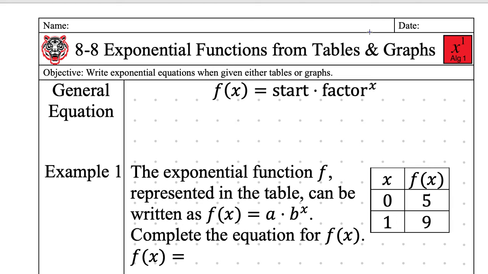All right, so we are in Algebra 1. Today's date is Tuesday, February 25th, 2020. So we're doing exponential functions from tables and graphs. What is our objective today, Emma? Write exponential equations with either tables or graphs. There it is. Thank you.